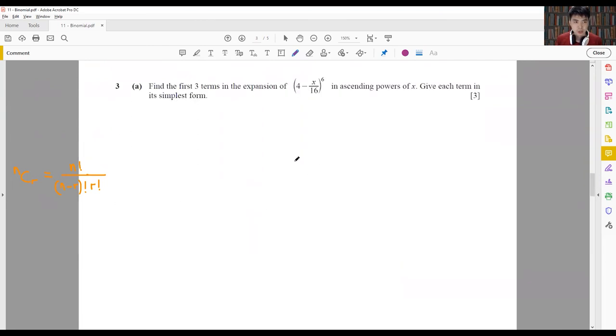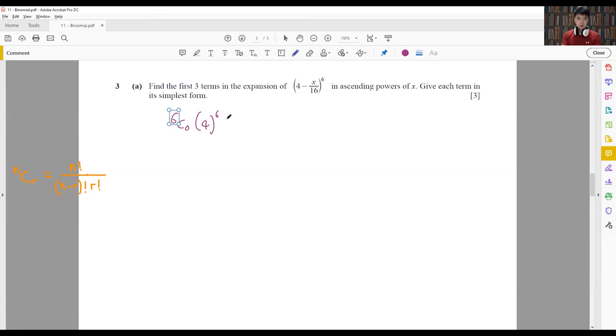Looking at the next question here, find the first three terms in the expansion of 4 minus x over 16 to the power of 6. So in this case here, they are only asking us for the first three terms in ascending power of x. Guys, remember, the number independent of x will also mean that it is x to the power of 0. What do I mean by that? Let me just show you first.